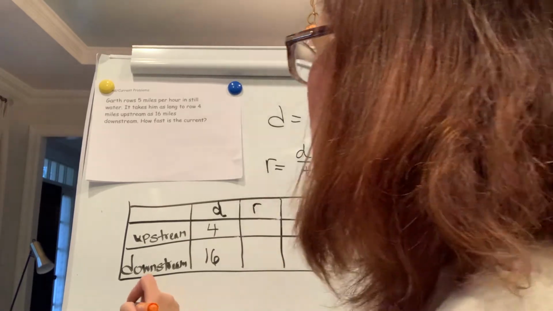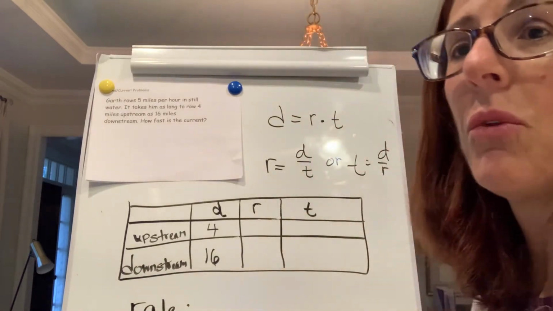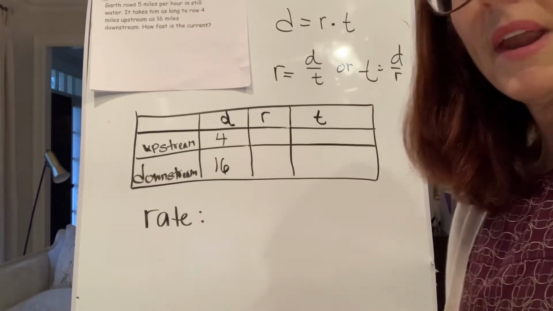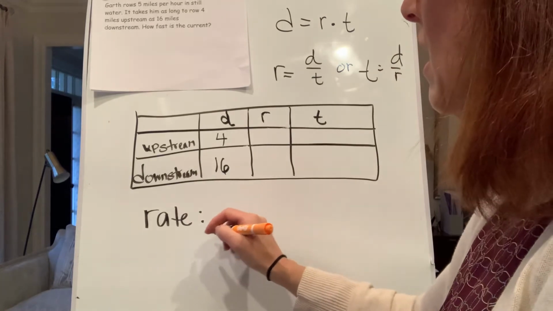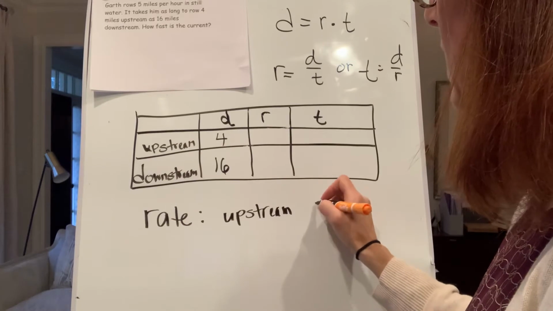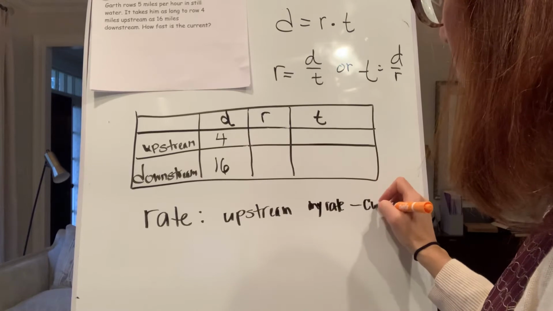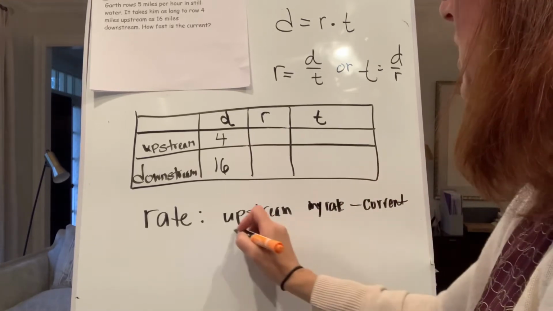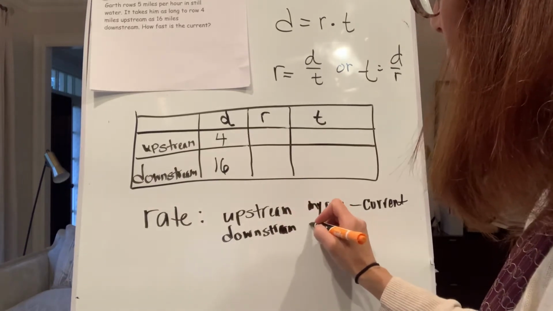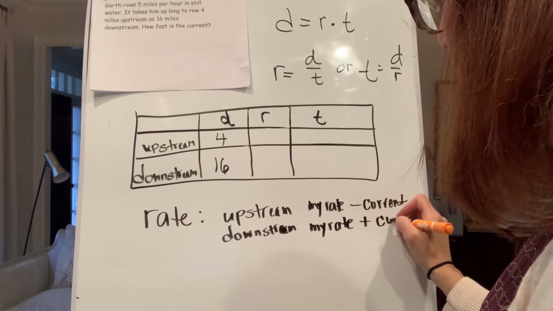Let's think about the rate. What happens when I go upstream? It is my rate minus the rate of the current. And when you go downstream, you're going to have your rate plus the rate of the current.